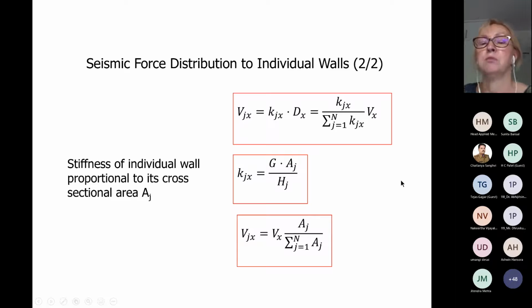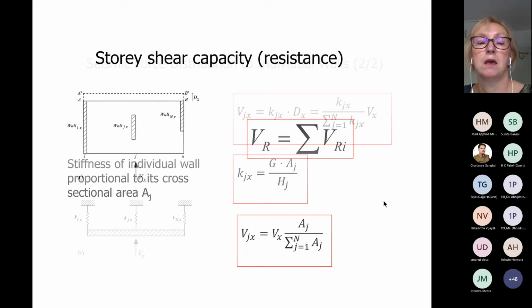However, since confined masonry buildings are low-rise buildings, and given the way wall dimensions are likely to be, we expect predominant shear effect, so we are ignoring flexural stiffness in this calculation. So it says here that the stiffness of individual walls is proportional to its cross-sectional area.